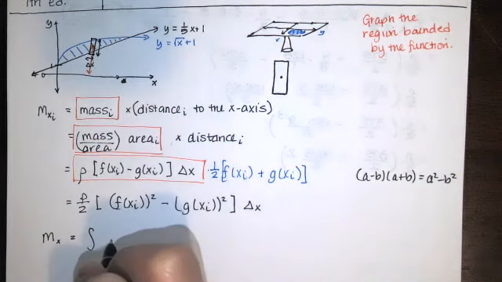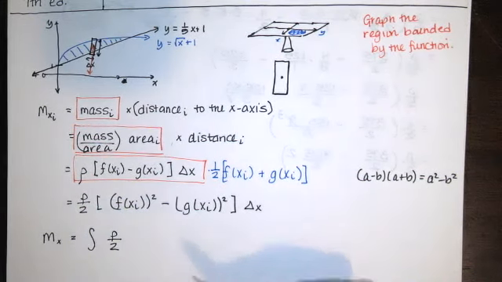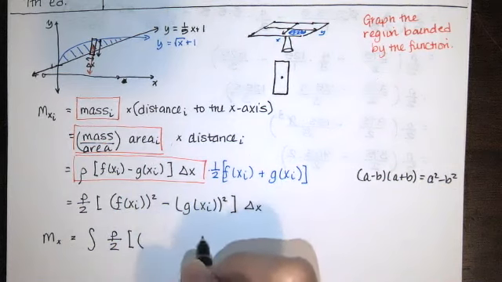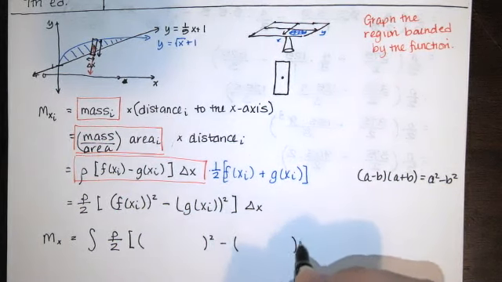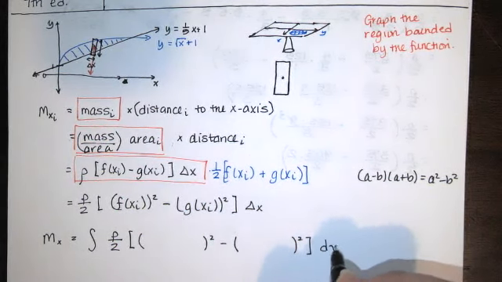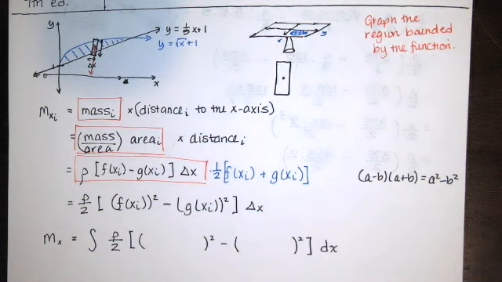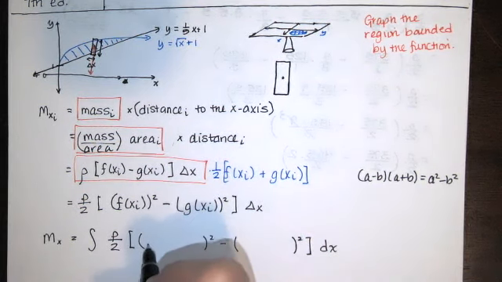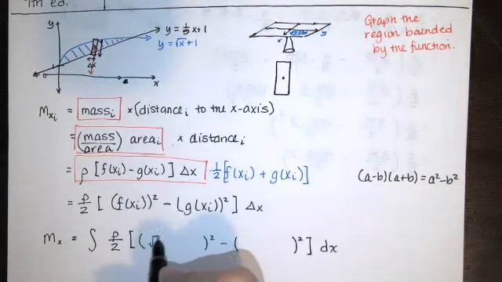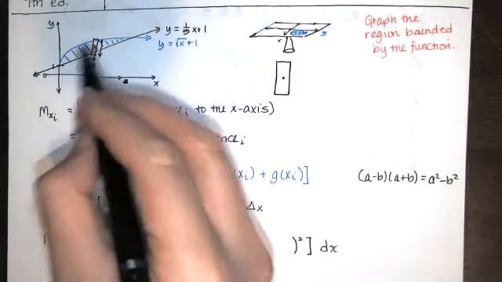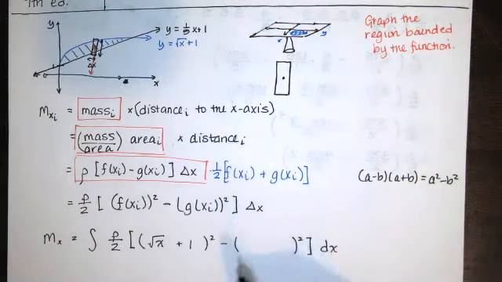So you have an integral. Got rho over 2 times the top function squared minus the bottom function squared. Delta x becomes dx in the limit, and the top function is the square root function. We can see that that's the top function just from our graph. It's the one associated with the higher y values. And the bottom function is our line.